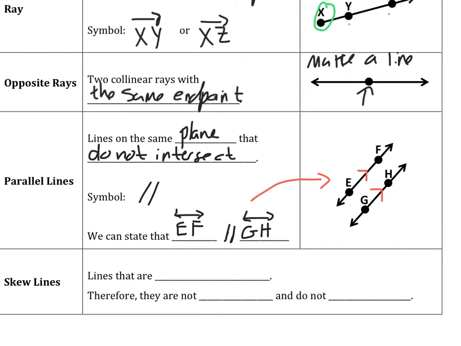So similar to parallel lines, but a little bit different, are skew lines. So these are lines that are not coplanar. So they have to be on different planes and do not intersect. So similar to our parallel lines, they don't intersect, but the difference is parallel lines are coplanar and skew lines are not.